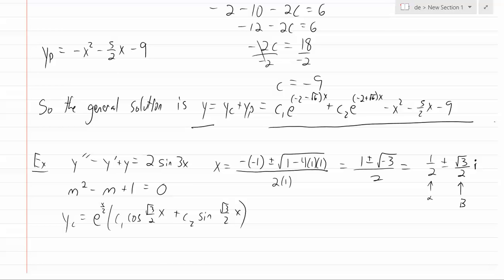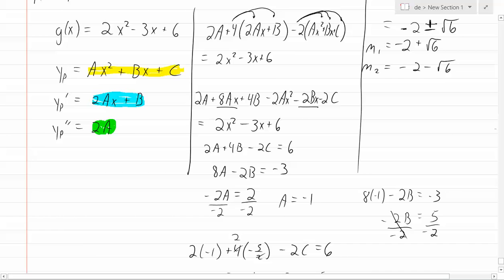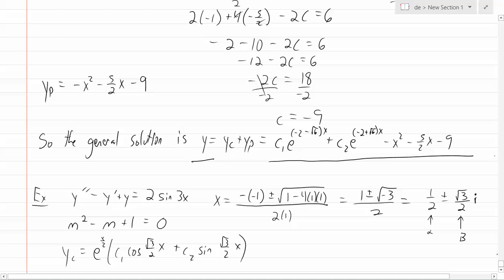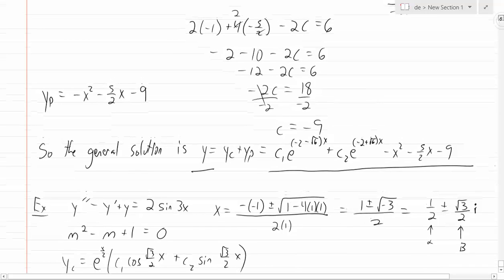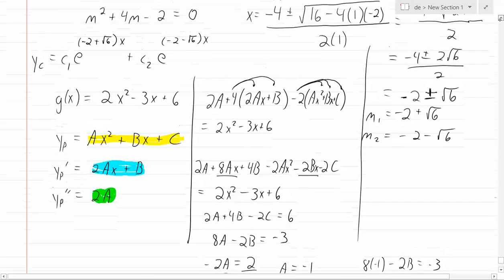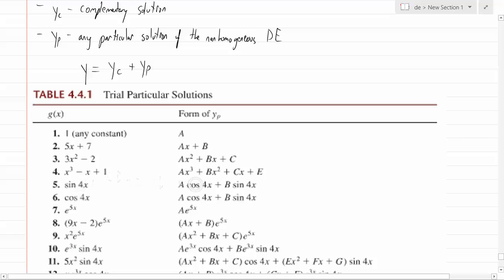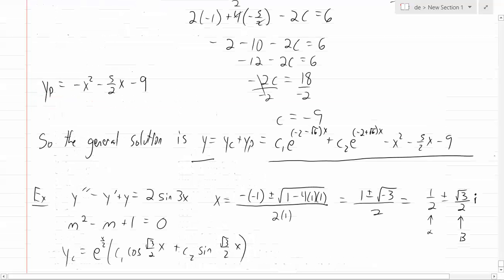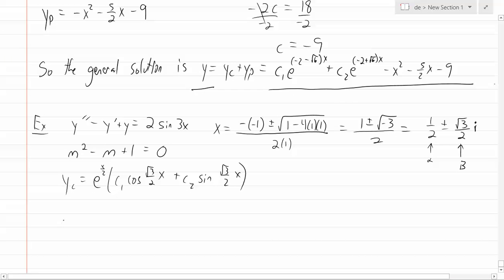Now, to figure out the particular solution, we have to look at the right side of our differential equation, and we have to look at the table and see what do we do when we have a trig function, or a sine function there. And the table tells us that if we have a sine or a cosine function, you have to put a cosine of whatever the u is equal to, plus b times sine of whatever the u is equal to. In this case, our u is equal to 3x. So y sub p is going to be equal to a cosine of 3x plus b sine of 3x.